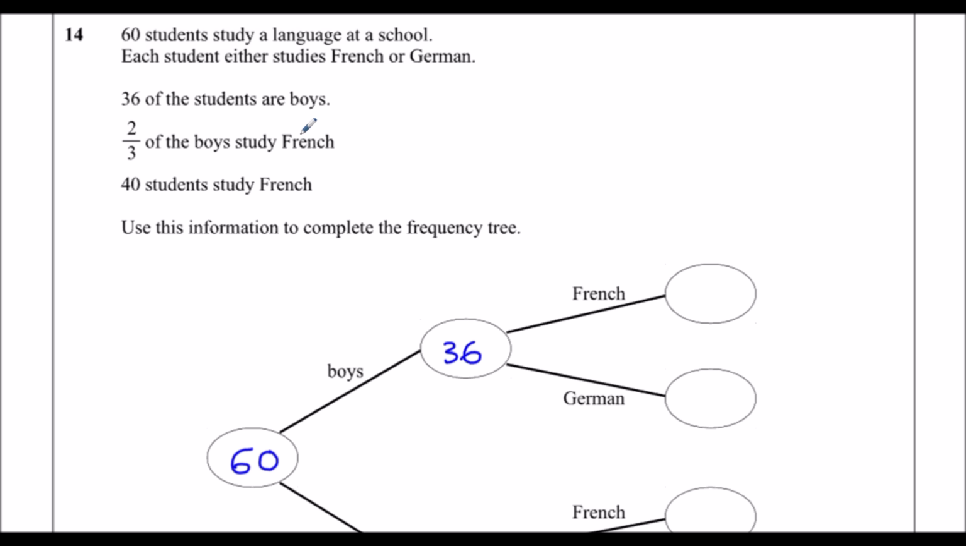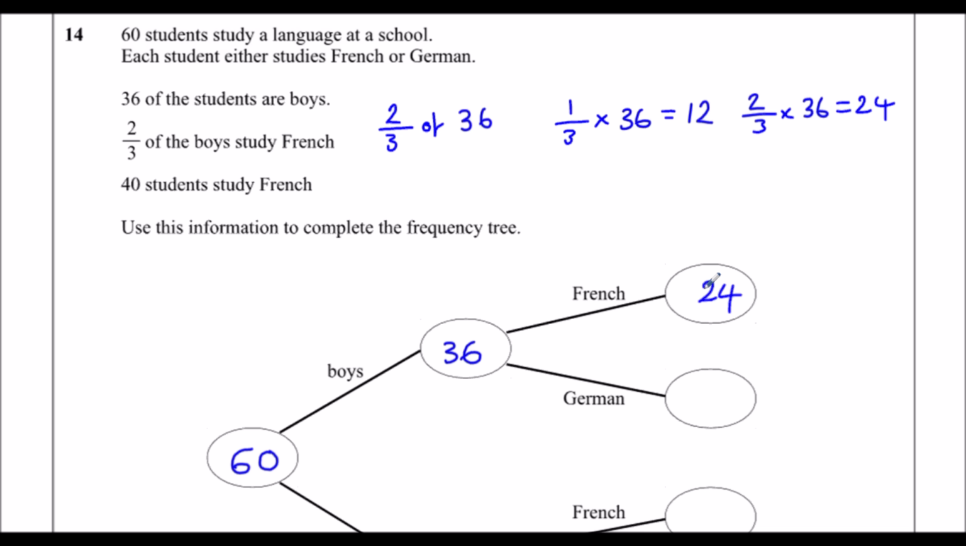2/3 of the boys study French. So we need to know what 2/3 of 36 is. To find 1/3, we can divide by 3. So 1/3 of 36. 36 divided by 3. How many 3's go into 36? That's 12. So 1/3 of 36 is 12. So 2/3 of 36 must be 2 lots of 12, which is 24. So 24 boys study French.